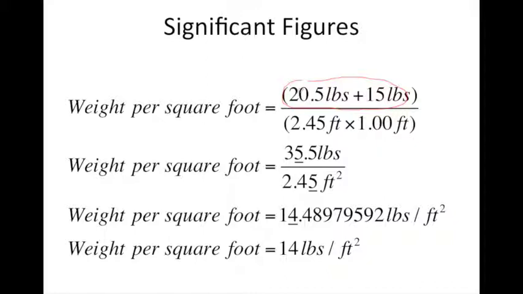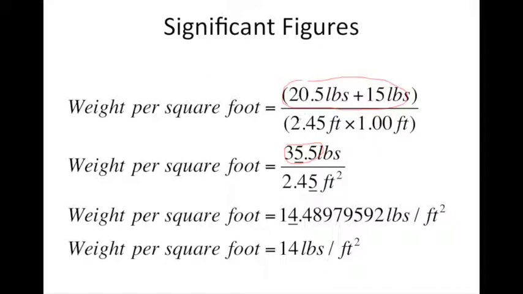So if I add 20.5 pounds and 15 pounds, I get 35.5 pounds. The answer is significant to the ones place. In other words, it has only 2 sig figs, but I'm going to keep the 35.5, and you see I've underlined the 5. I've underlined it just to indicate that that is the last significant figure. So this number here only has 2 sig figs. The 35.5 has only 2 sig figs, but I've written all of them out.